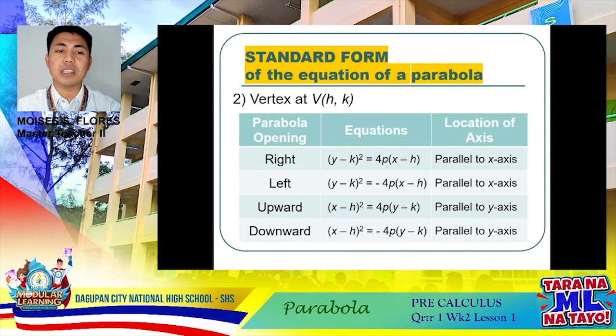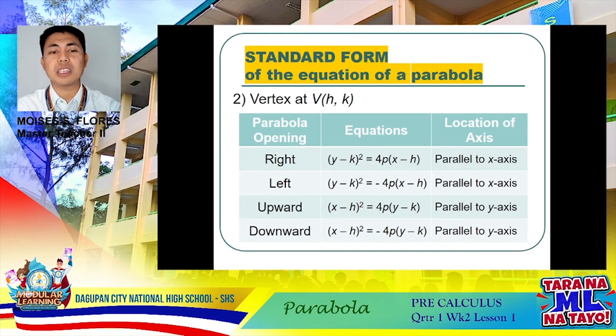This time, the only difference from the first form we discussed on the standard form, which is vertex at origin, is that the vertex is at (h, k). Again, the same concept. If the opening is to the right or to the left, your variable y is on the second degree and the axis of symmetry is parallel to your x-axis. And if its opening is upward or downward, your variable x is on the second degree and the axis of symmetry is parallel to the y-axis. Considering your 4p sign, positive is either right or upward, negative 4p is either left or downward.